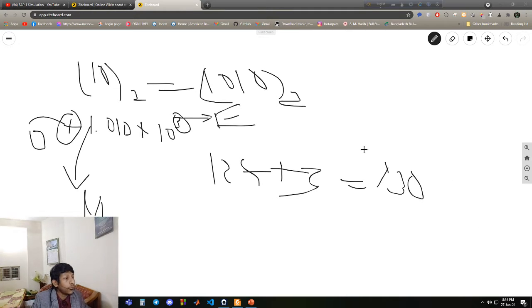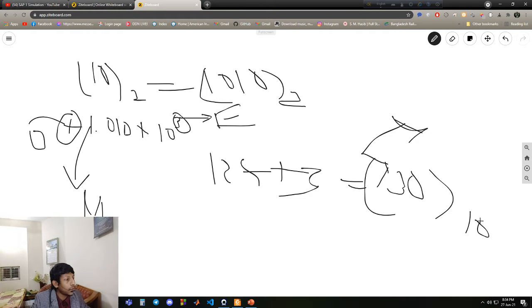So now we have to convert this 130 value to an 8-bit binary number. If we convert this 130 to an 8-bit binary number, what is the output? The output must be 1000 and another 4 bits 0010. This is the 8-bit binary representation of 130 decimal.